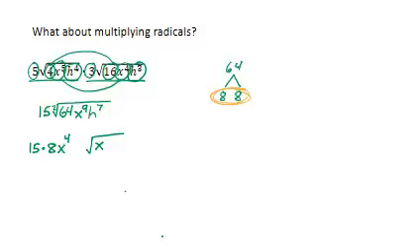What about the h? How many pairings can I get out of h to the 7th? The answer is 3. So I can get h to the 3rd because 2 goes into 7 3 times. 2 times 3 is 6, but that leaves 1 left over. So I still have an h left underneath my radical. Finishing up the simplification, 15 times 8 is 120. So this becomes 120 x to the 4th, h to the 3rd times the square root of xh.